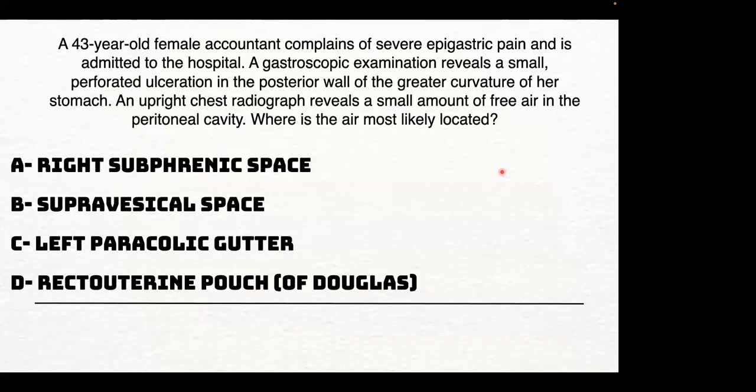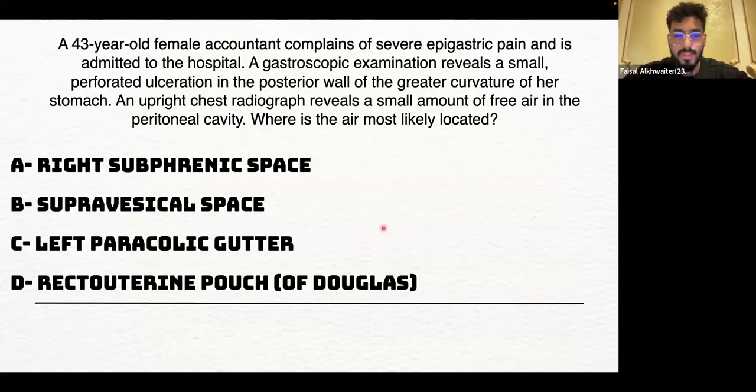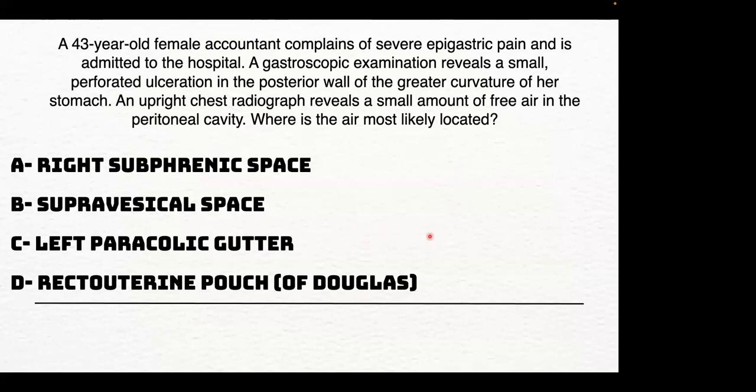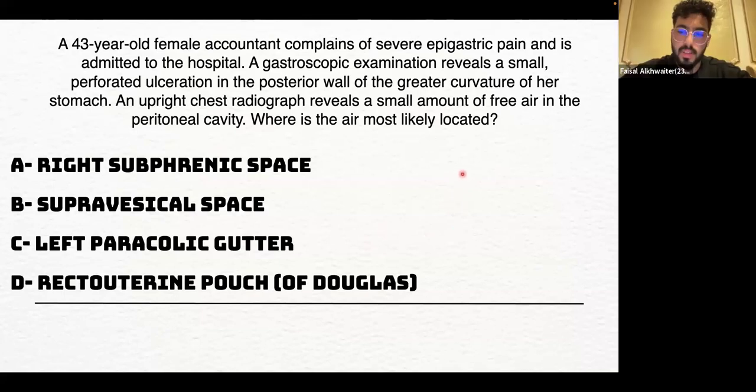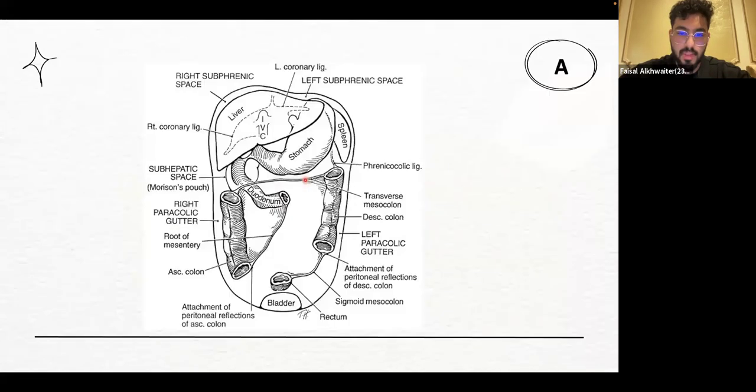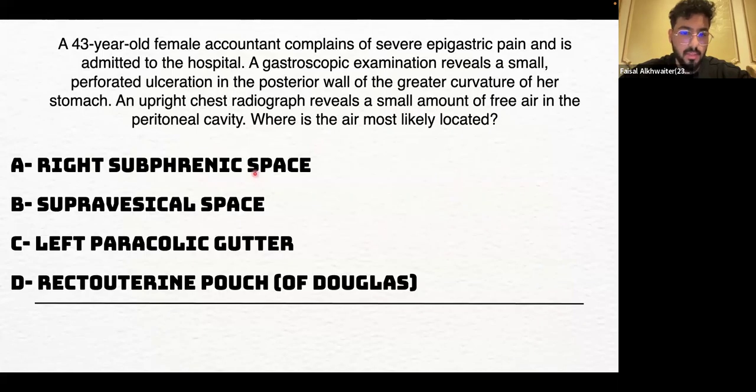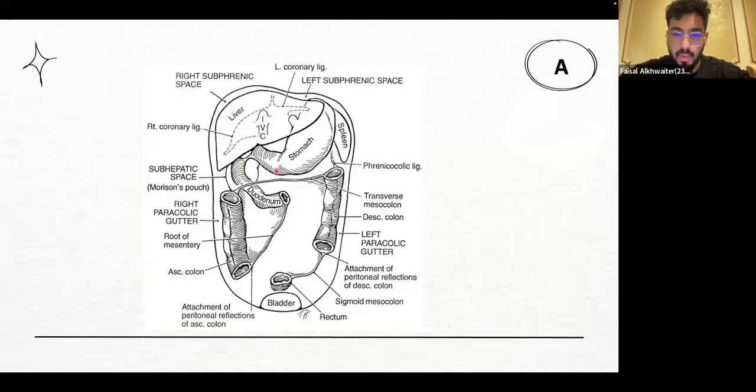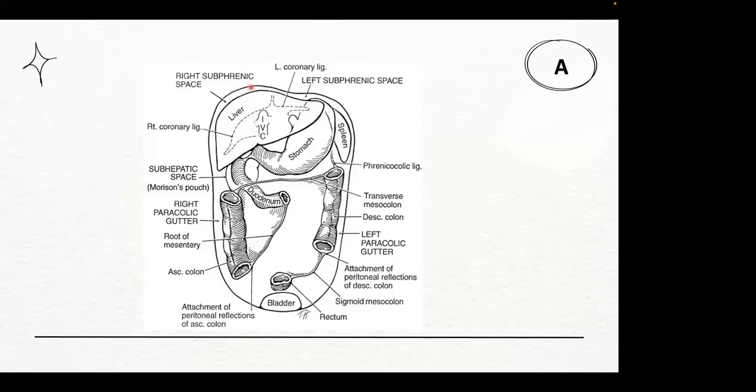We didn't. I don't think the doctor really focused on it. It might have been mentioned in the slides, but it's not something important. Because I checked your slides, I did not see it. So the answer is A, the subphrenic space. But when I checked the slides, I couldn't find anything. Yeah, it wasn't in the slides.